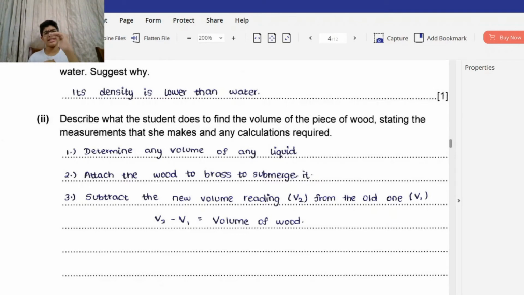So we're going to put that inside the graduated beaker, and then we're going to put the wood in it, and then if the wood sinks, it'll show a rise. We're going to take the final reading, subtract the initial reading, and we're going to get the volume of wood.